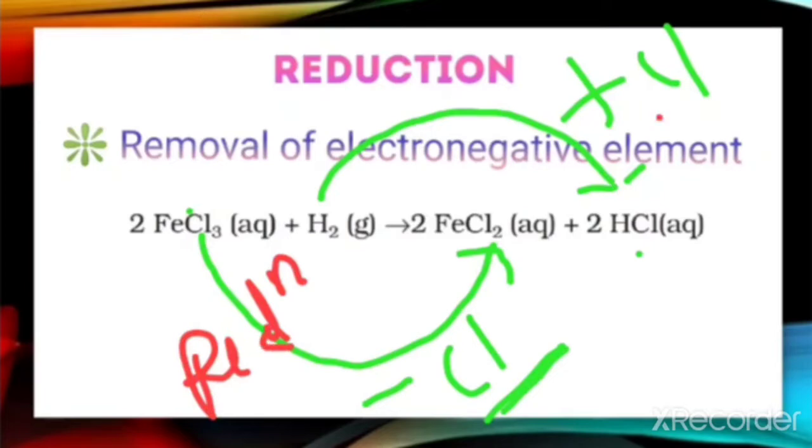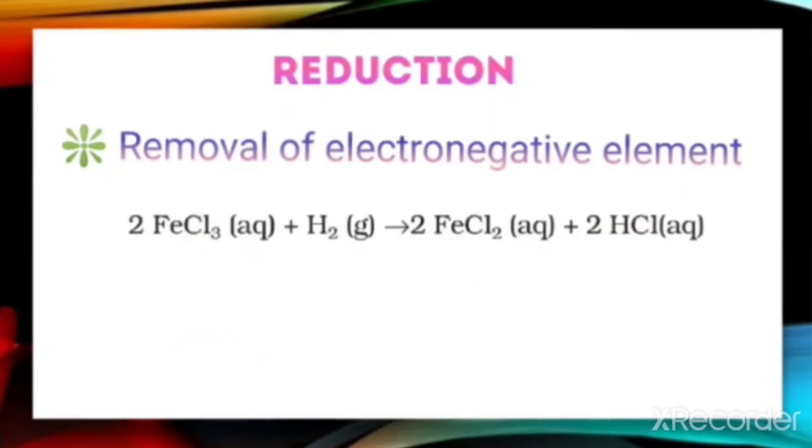But what about in this case? From H2 to HCl, there is addition of an electronegative element, that is Cl. Addition of electronegative element, we have already learnt, is oxidation. So actually in all these reactions, oxidation is taking place and simultaneously reduction is also taking place. So we have learned the different definitions for reduction.